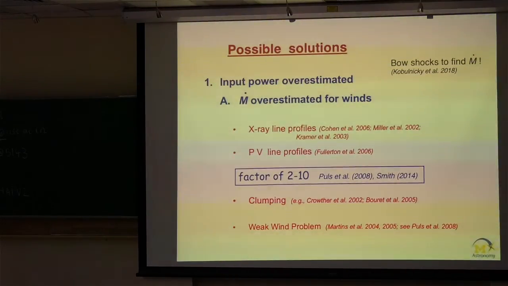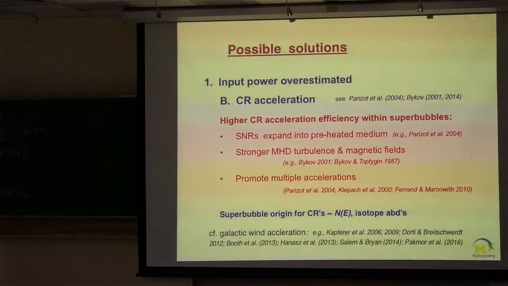So we may be at a state where we may not even fully understand the winds as well as we thought that we did. And again, just to illustrate the degree of this problem, people are even trying to use bow shocks of swept-up bubbles to try to understand what the mass loss rates are, instead of the other way around. Okay, so that's one issue with the mass loss rates in stars.